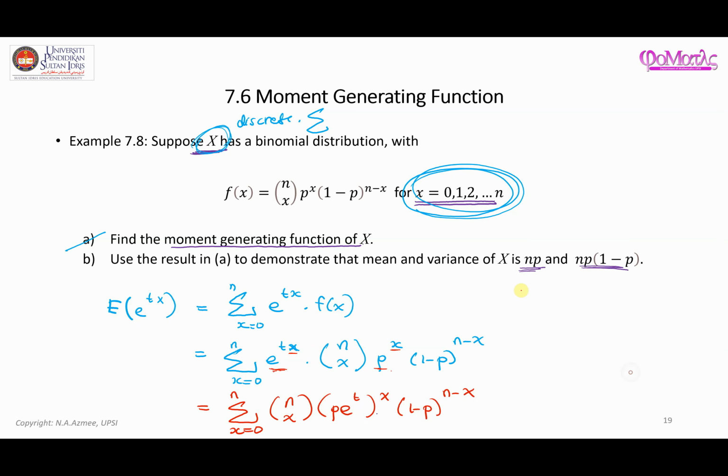I'm just going to use this space. Next, the result is that this whole process can be represented as (1 minus p plus p e to the t) to the power n.